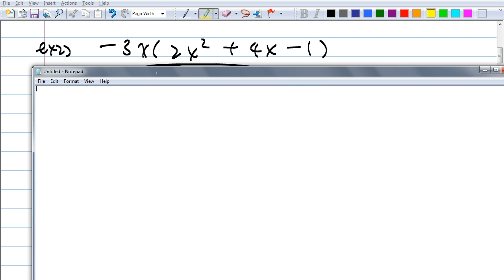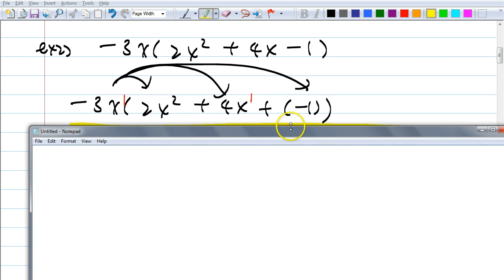Instead of a binomial, we have a trinomial. So my first step should be, because I have subtraction of 1, to change it to addition. Go ahead, Victor, tell me what to write. First change it to addition. So negative 3x (2x squared plus 4x plus negative 1). That's right. And you're going to multiply this negative 3x throughout all these terms inside. We have 3 of them. So since we have 3 terms, how many times are we going to be multiplying negative 3x?